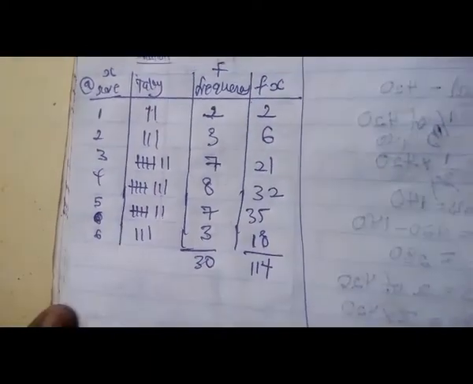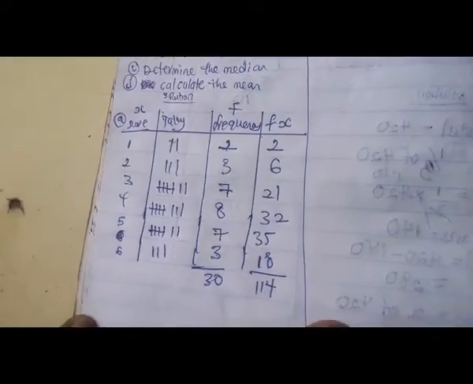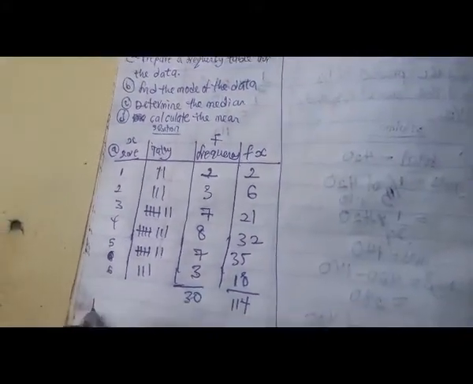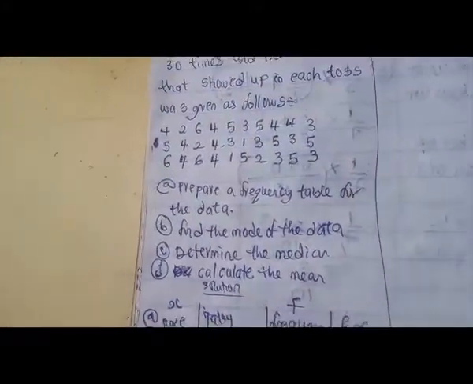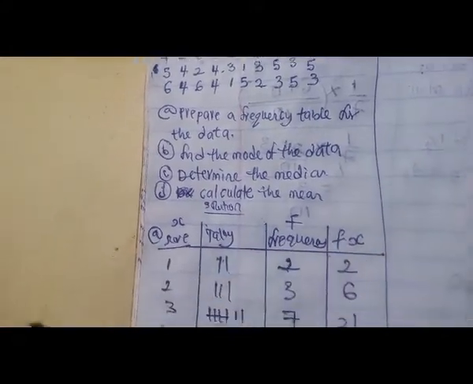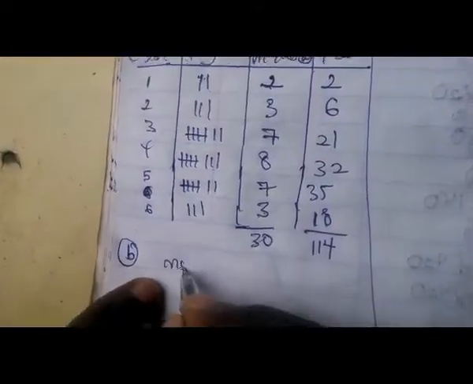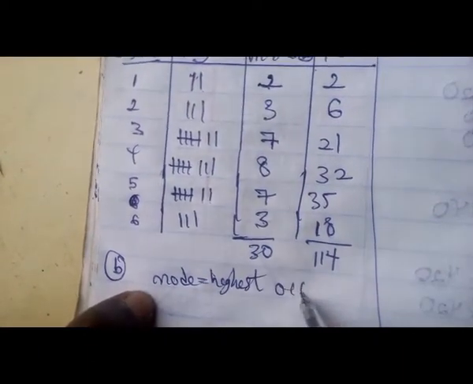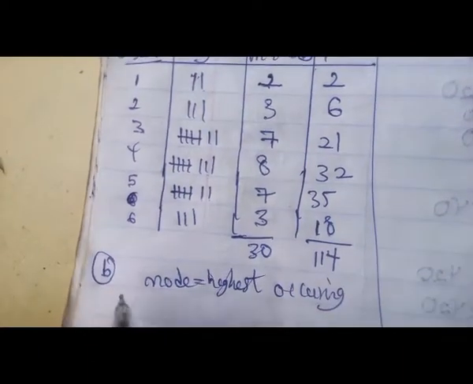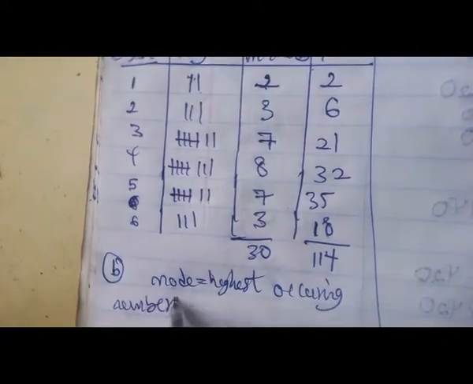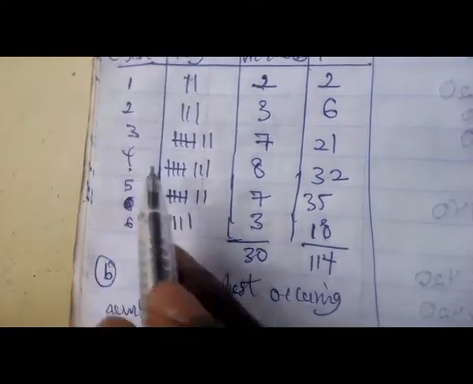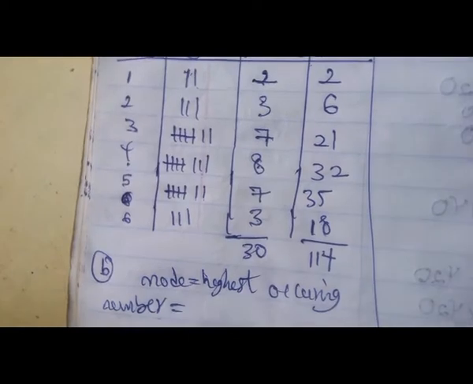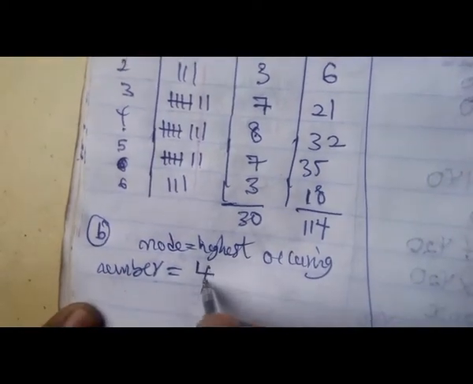So we have prepared a frequency table for the data. Then B says find the mode of the data. The mode is equal to the highest occurring number. So the highest occurring number here is what? Is it not 4? 4 occurs 8 times. So the mode is 4.